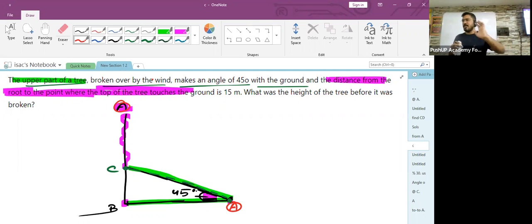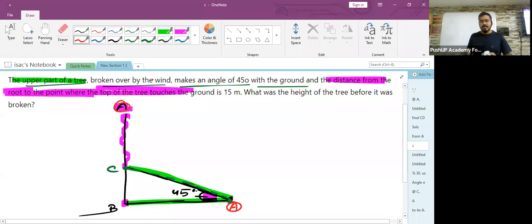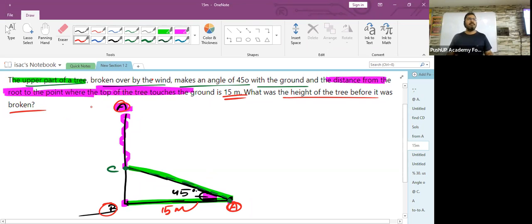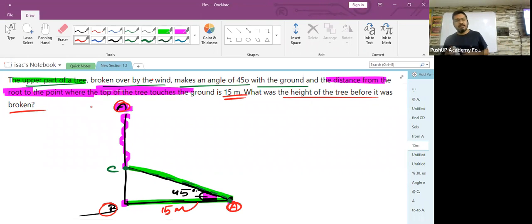So I'm going to replace it. I'm not going to give a new name, point D. I'll just name it as point A itself. All right. So children, the top of the tree is touching the ground at point A. This is the root of the tree. And the distance between these 2 points is how much? 15 meters, isn't it? It is 15 meters. They are asking you to find the height of the tree before it was broken. That means the total height of the tree before it was broken. That is what you have to find.